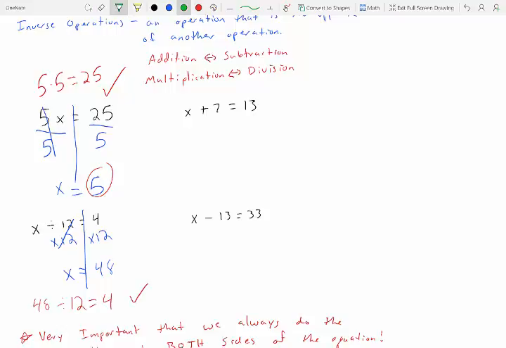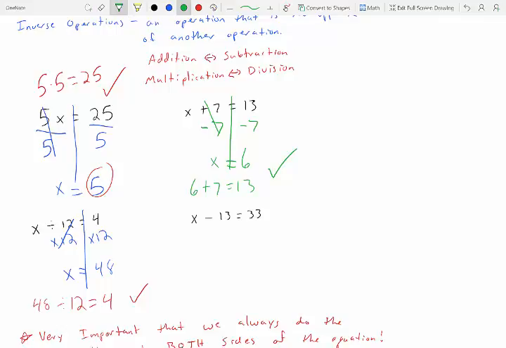If we move over to the addition and subtraction ones, we have to do the opposite of that. So again, we're going to draw our line down the middle, and we're going to see x plus 7 equals 13. Alright, so the inverse of that is minus 7. And again, we have to do it to both sides. That cancels out. We're left with just x. 13 minus 7 is 6, so x equals 6. And again, we can check that. We can go 6 plus 7 equals 13. That's what we needed. We're good.